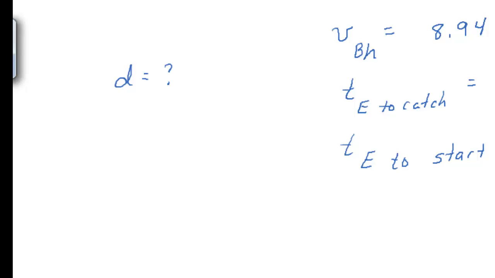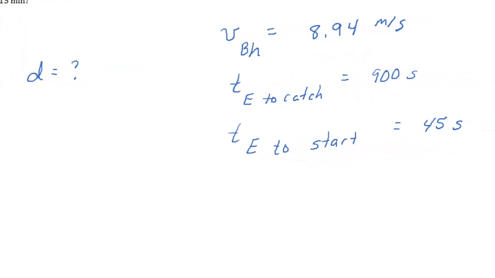Okay, I've rewritten the information so the units all agree. So the velocity of the blue heron is 8.94 meters per second. The time it takes for Ellie to catch it, she has 900 seconds after the blue heron starts to catch it. And then it takes Ellie 45 seconds to actually start going. So we've got to do two different problems. We're hunting for the distance. First thing we're going to do is find out how far the blue heron can fly in 900 seconds. So we're going to do that problem first, and get the distance that the heron can fly.